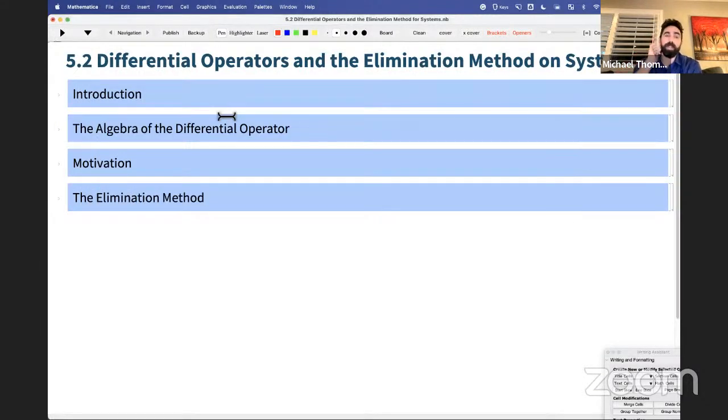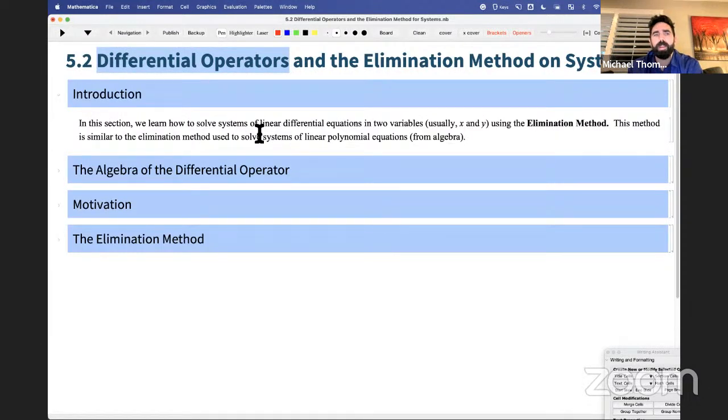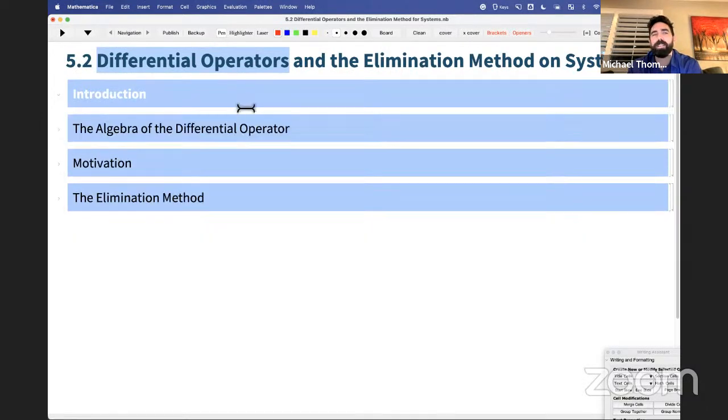All right. So in this section, we're going to be solving systems using this method called the elimination method. And first we're going to introduce differential operators, a new notation for a differential operator that will help us in solving these things. Back in algebra, we studied systems of linear equations, and we're going to do the same thing here, but they're going to be linear differential equations. The idea is the same.